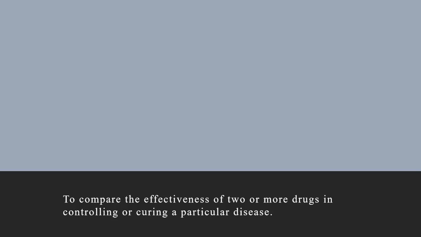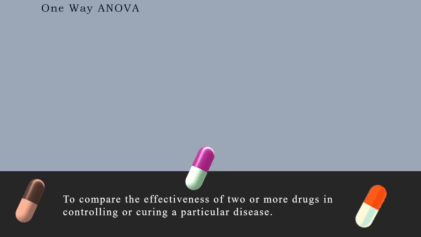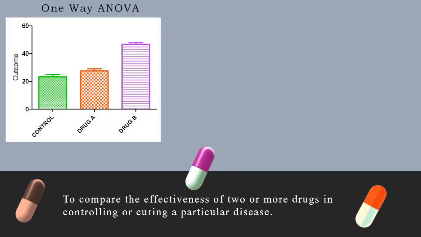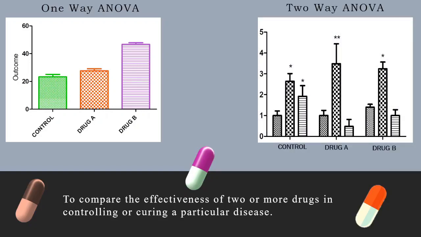Now, for example, we can use Anova to compare the effectiveness of two or more drugs in controlling or curing a particular disease. So there are two types: one-way Anova, and the graph looks like this, where there is a comparison of two drugs with a control, and two-way Anova, the graph looks like this, where there is a comparison of control, drug A, drug B among each other.